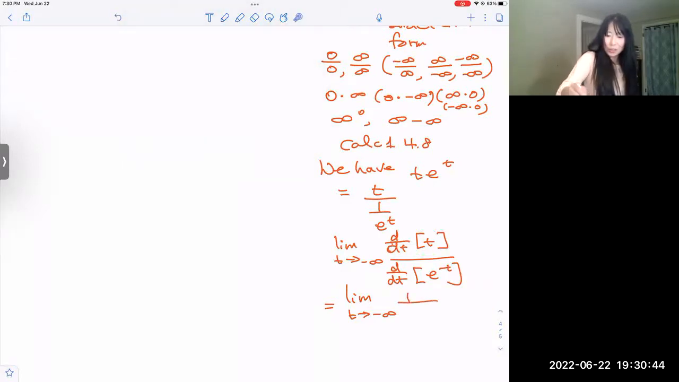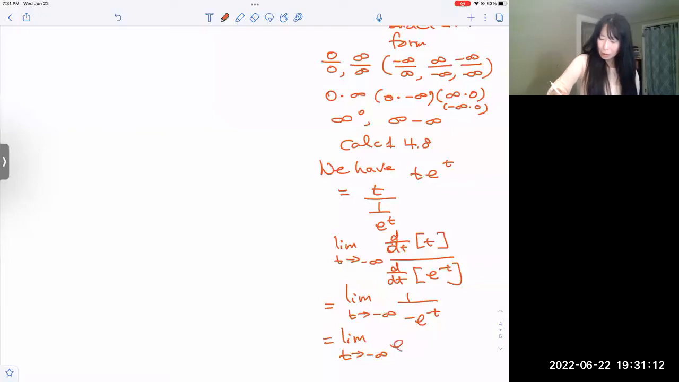All right. So we do the derivative with respect to t. What is the derivative of e to the negative t? It's negative e to the negative t, right? Now, since we have a negative power in the denominator, this is the same as the limit as t approaches negative infinity of negative e to the positive t, because we bring it up, right? Without the negative power. Okay?